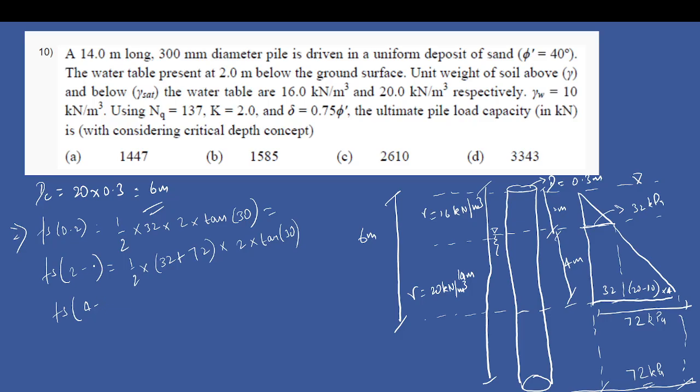sorry, this is 2 to 6, this is 6 to 14, half into 72. We don't need to take half because it's simple. Sir, 72 into k tan 30, right? Sir, we have to multiply by 8. It's a rectangle, total lateral pressure area we have to consider.